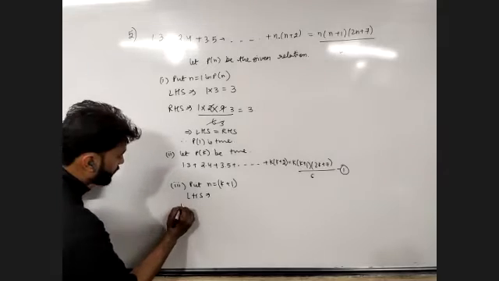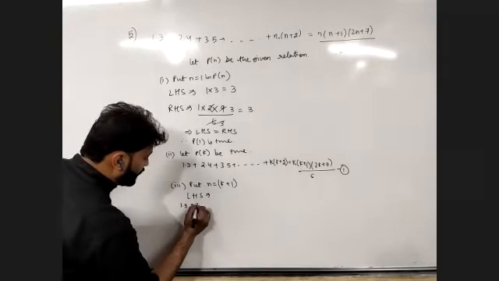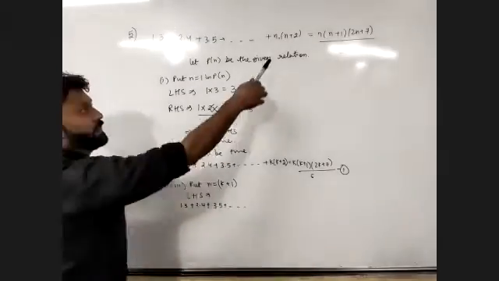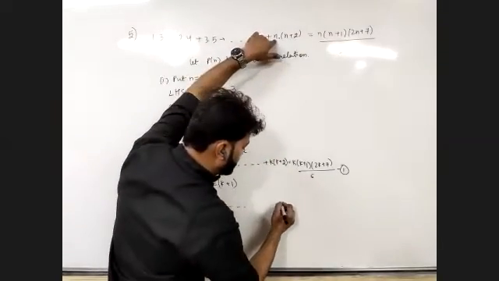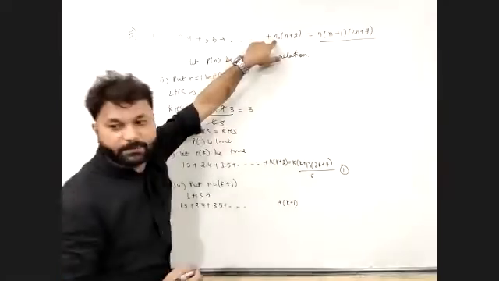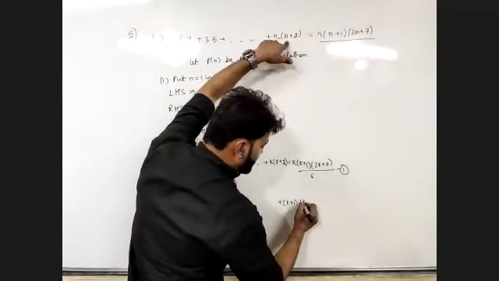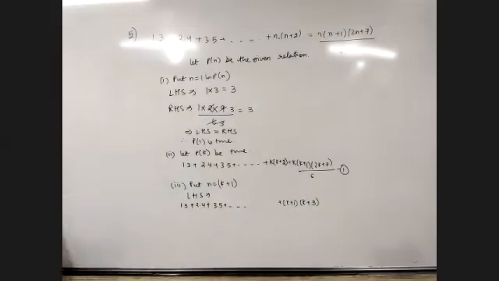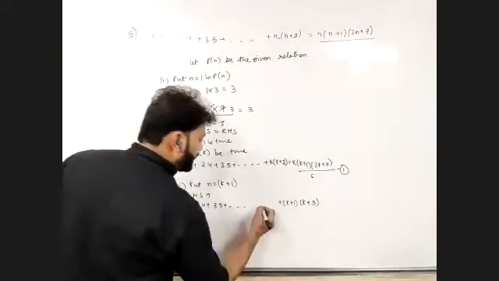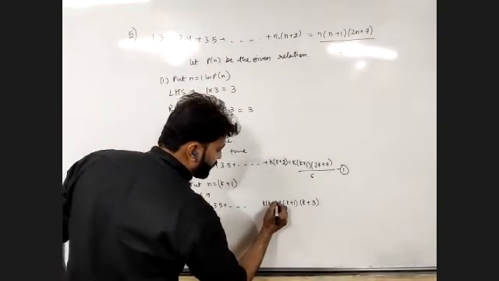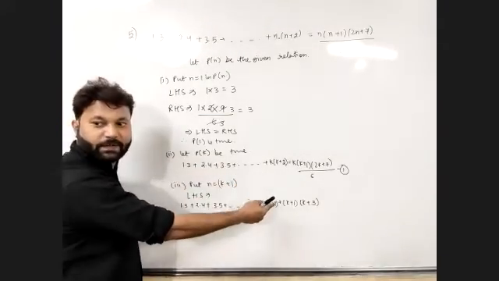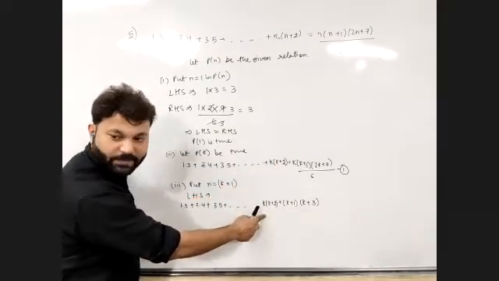So this will be 1 into 3, 2 into 4, 3 into 5, and so on. The last term will be, in place of n, K plus 1. Here also in place of n, K plus 1. So K plus 1 plus 2 will be K plus 3. What will be the preceding term? The preceding term will be K plus 2. The preceding term will be the last term of this, because this is still K and this is K plus 1. So the last term of this will be the previous term of that.